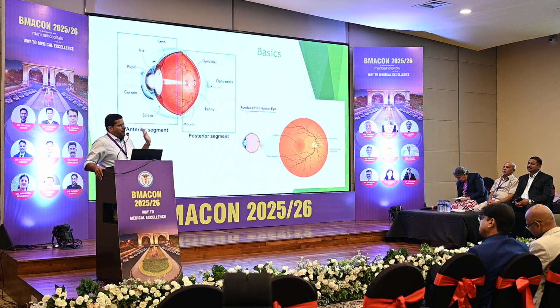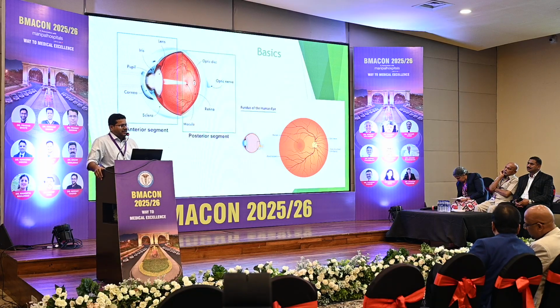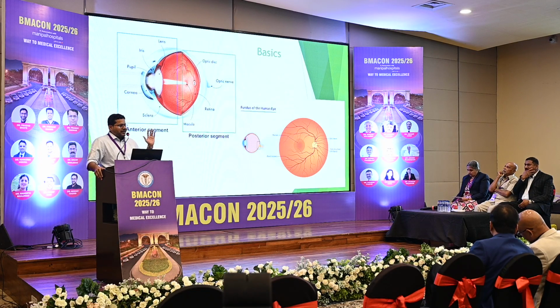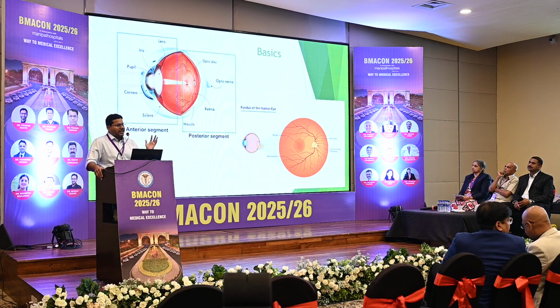The anterior part of the eye, which has the cornea, the lens, and the iris, is called the anterior segment. So that is the front portion of the eye. When I say the posterior segment, the fundus or the retina, all of these represent the back portion of the eye. The posterior segment is where the light falls.